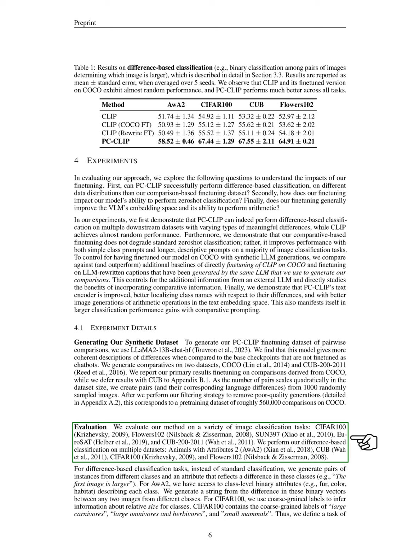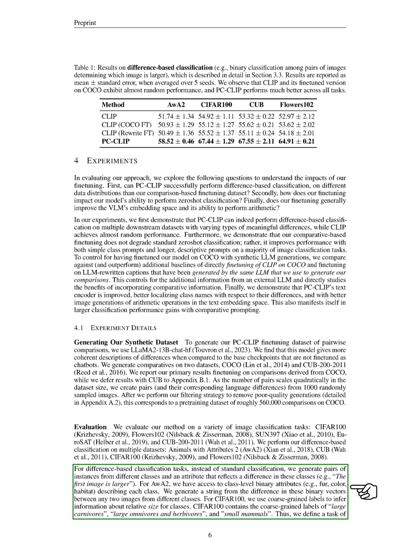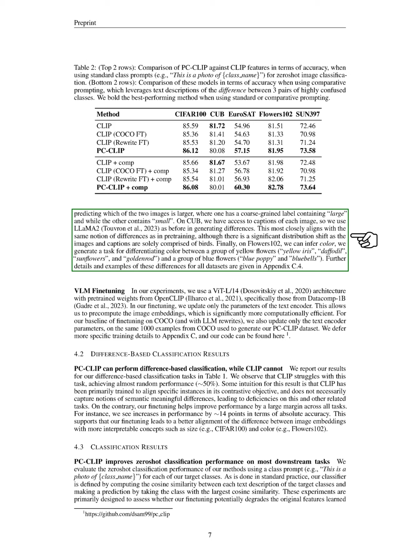In our difference-based classification, we create pairs of images from different classes and describe their differences, like stating which image is larger. For the Animals with Attributes 2 dataset, we use binary attributes to describe classes and generate strings based on differences in these attributes. In CIFAR 100, we use broad labels to determine relative sizes, while in CUB, we generate differences using image captions. For Flowers 102, we differentiate colors between groups of yellow and blue flowers. More details and examples are available in the appendix.